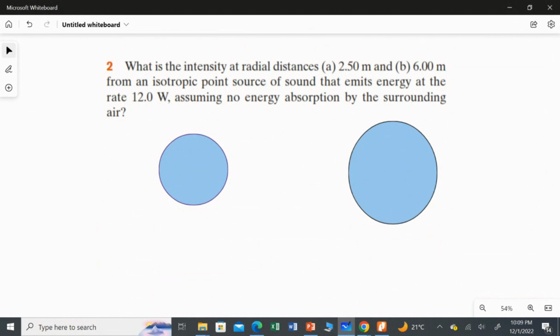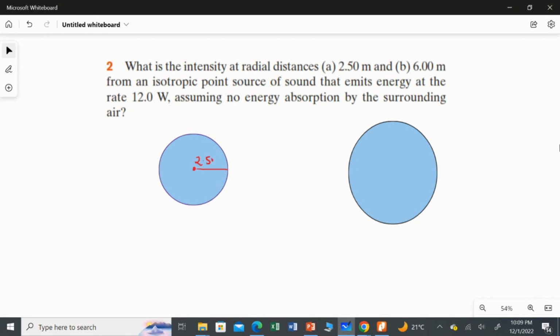In the first part, we are going to calculate the intensity of the sound waves at a radial distance of 2.5 meter. So let's take this circle. Isotropic means the source will emit the energy in all directions equally, right? So here it looks like a sphere-like structure. The radial distance is nothing but the radius here, right? So from the center, throughout all the points, you will get the same distance of 2.5 meter.